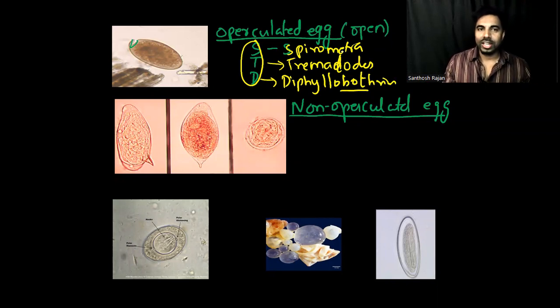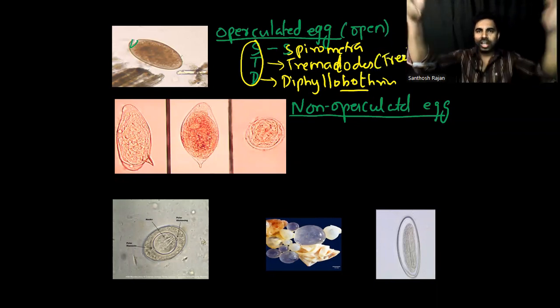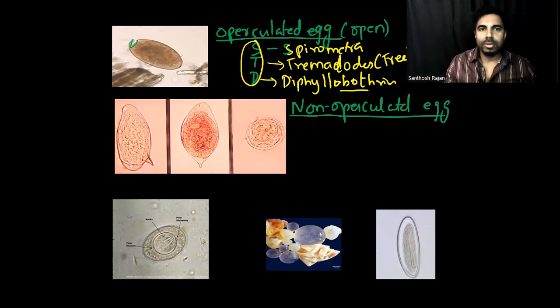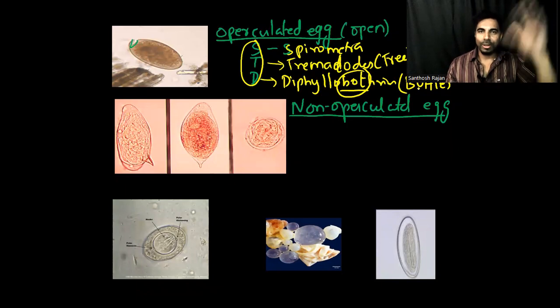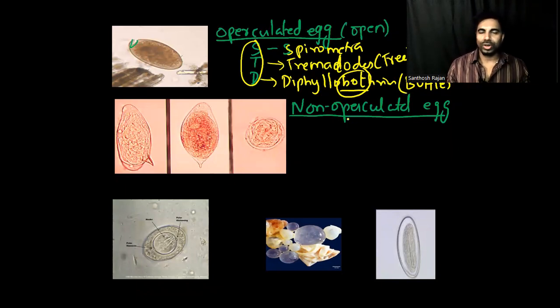So what all is in this? Spirometra, they don't ask this much. The important is T. Trematodes are all the time open, right? Trematodes, it's open, so it's an open egg. Diphyllobothrium, bottle. To drink from a bottle you have to open it, right? So bottle, remember like that. Botryum, bottle. And the other one is your T. Open. Okay, remember this, an easy way to remember. The other one is non-operculated egg. I told you in trematodes all are operculated except, there's an exception. Which one is that?